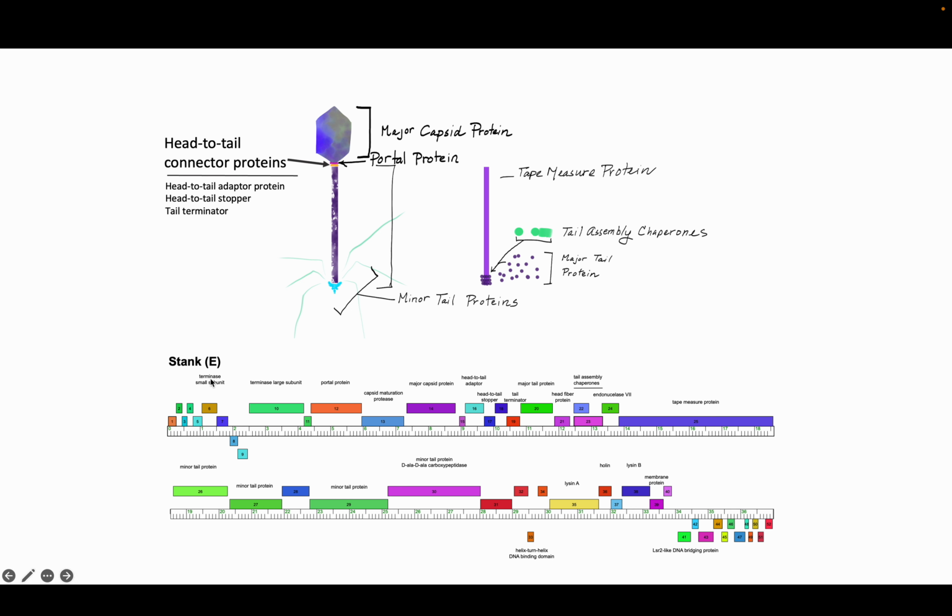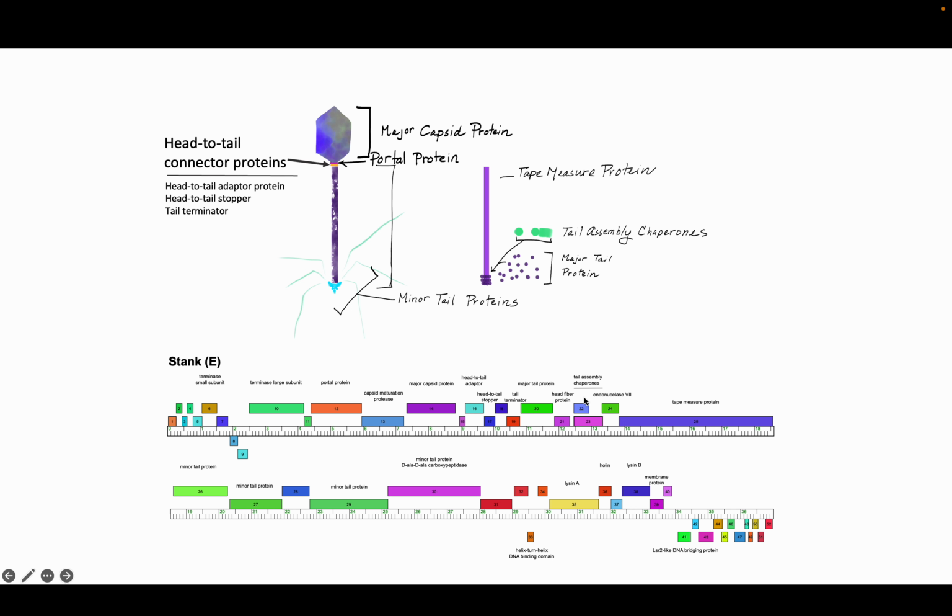But usually you have a small subunit terminase followed by a terminase subunit. We're going to talk about those soon. Followed by a portal protein. Then comes our capsid maturation protease, the major capsid protein. Here are these 5 head-to-tail connector proteins. And again, we can only call 3 out of the 5: head-to-tail adapter, head-to-tail stopper, tail terminator. Then comes the major tail protein. The tail assembly chaperone proteins are here.